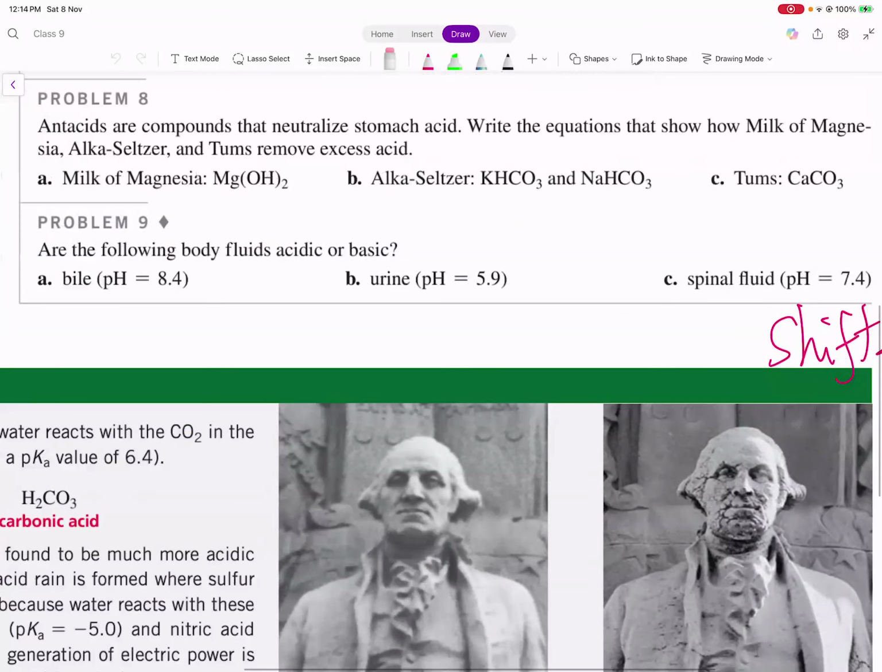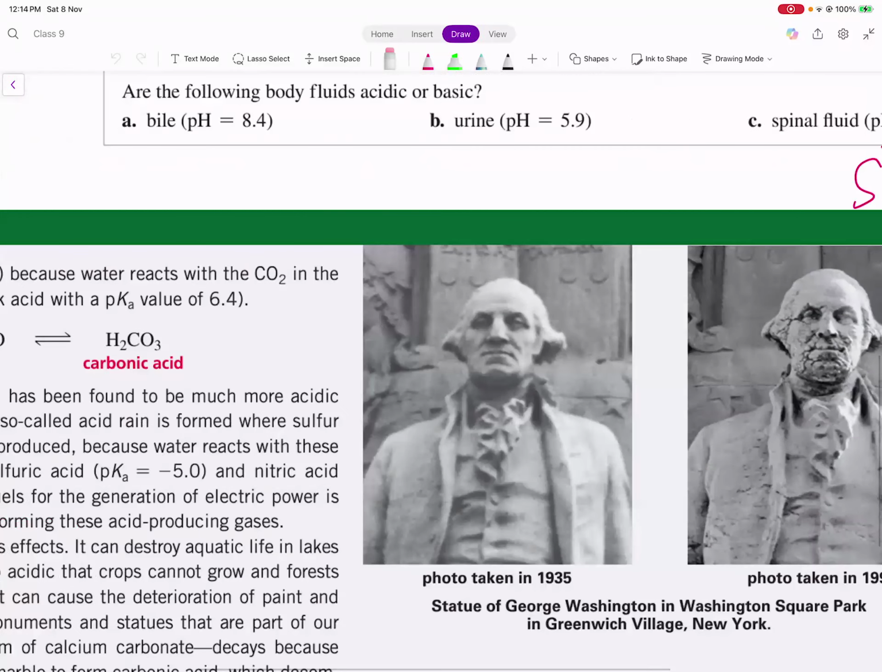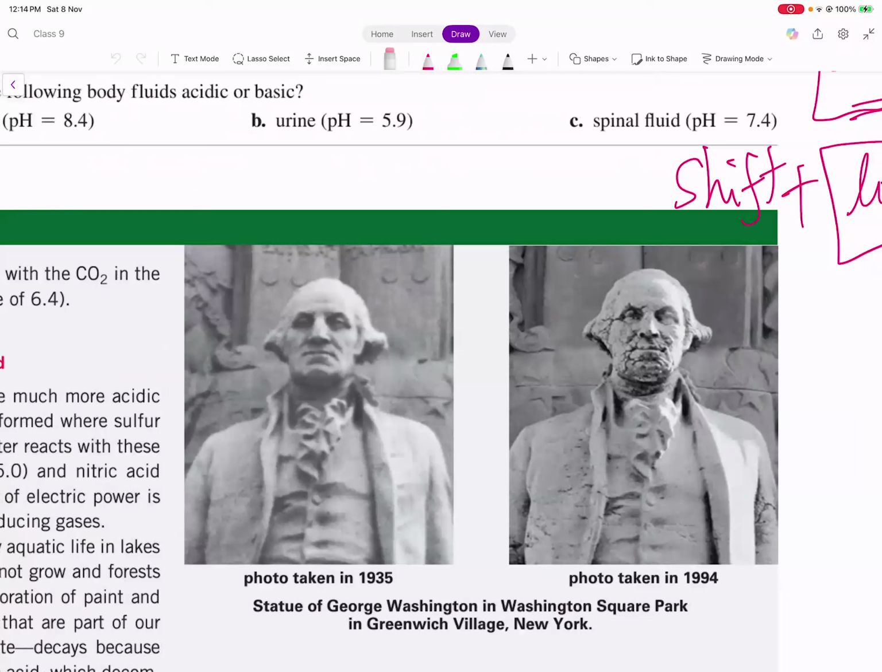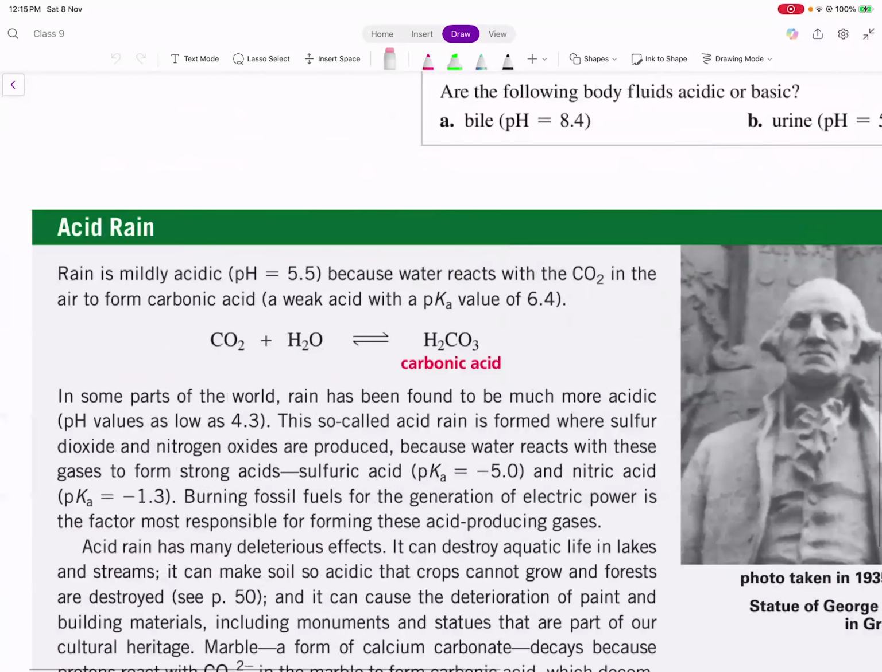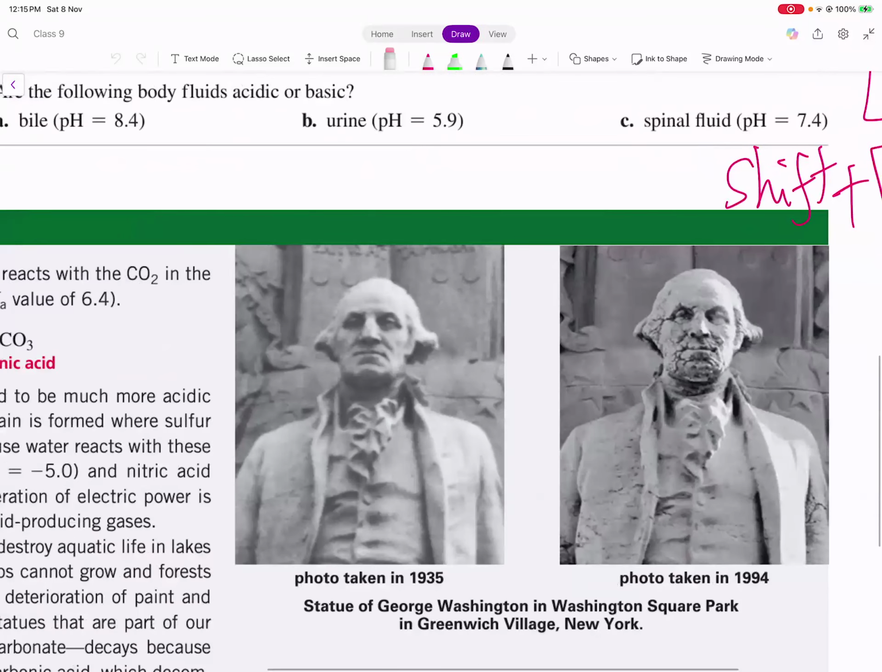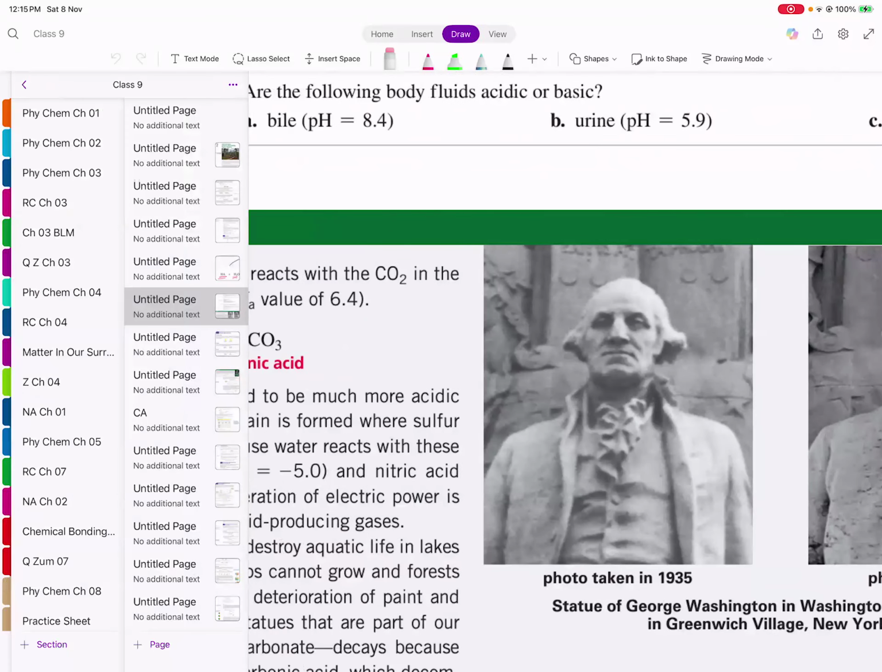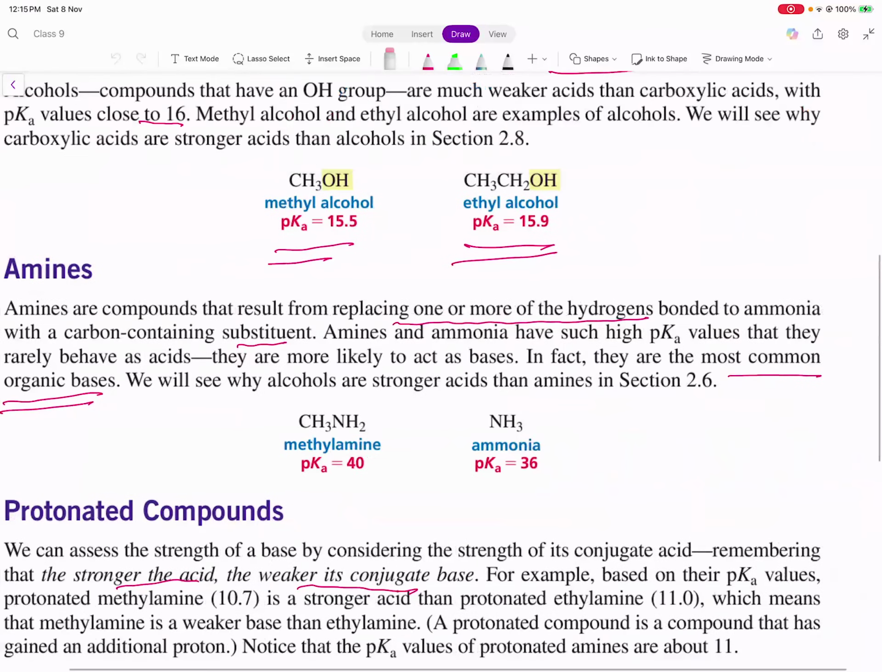Then we looked at the statue of George Washington, which has been damaged by acid rain. Acid rain has H plus, which reacts with the carbonate, and it has destroyed the statue. It is destroying a lot of aquatic life also.